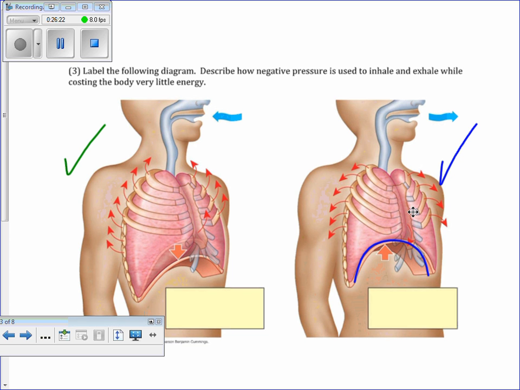I don't know. Liquid oxygen in your lungs? I can't imagine that would be good. But I don't know.